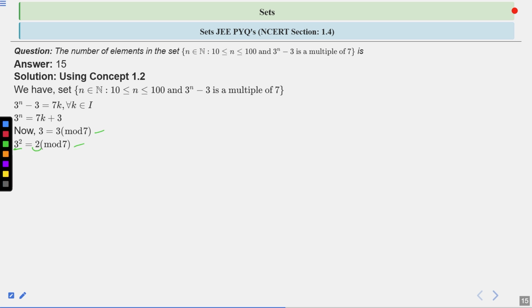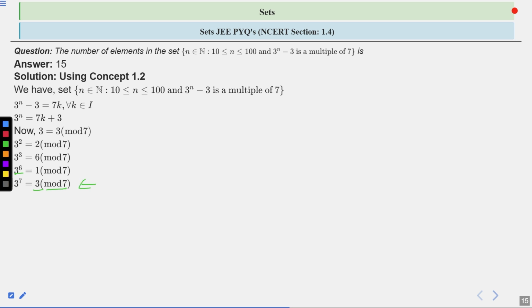Now 3 cube means 27. Divided by 7, your remainder will be 6. So 3 cube is congruent to 6 mod 7. Now 3 raised to power 6 is simply congruent to 1, meaning if you divide 3 raised to power 6 by 7, the remainder is simply 1. Now how is this going to help me? Simply, 3 raised to power 7 is congruent to 3 mod 7.